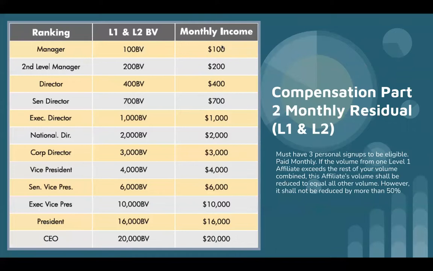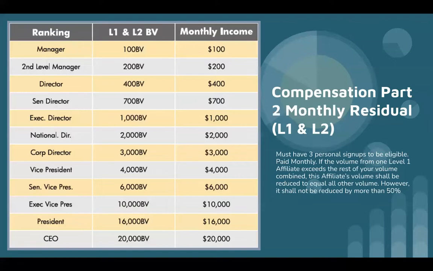Before we move there, I forgot this to here. This is what we just did. Your level 1, your level 2 BV equals your income. Remember we said when you had 3 people at $89 on 35 BV, that's 105. You have 100 BV, so you're making $100 a month.